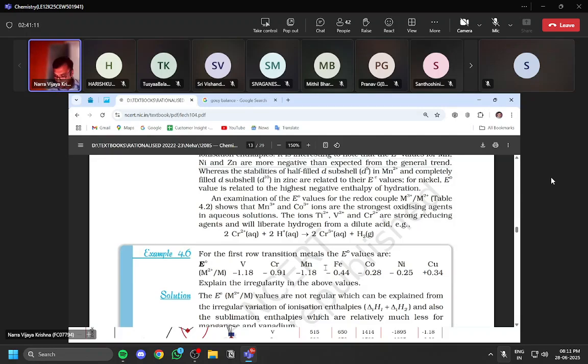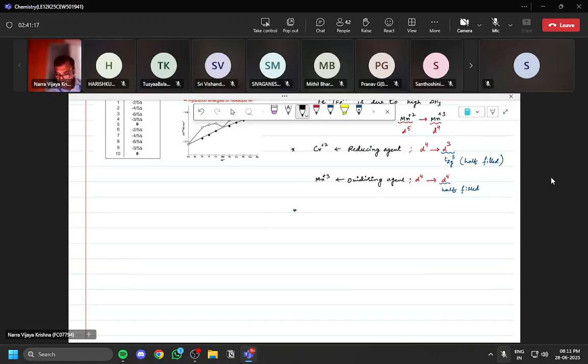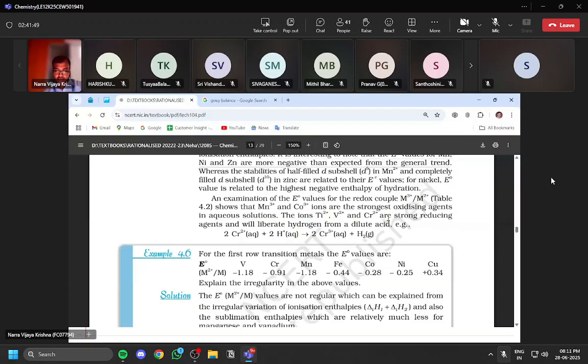Titanium plus 2, vanadium plus 2, chromium plus 2. These are all good reducing agents and can liberate H2 from dilute mineral acids. From dilute acids only, they said. So I am writing that.